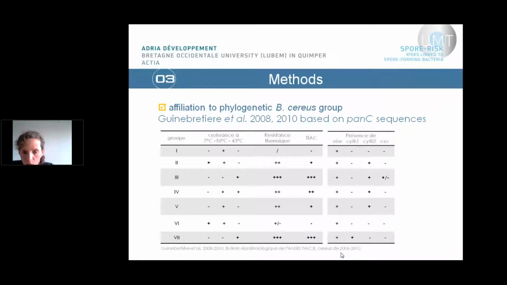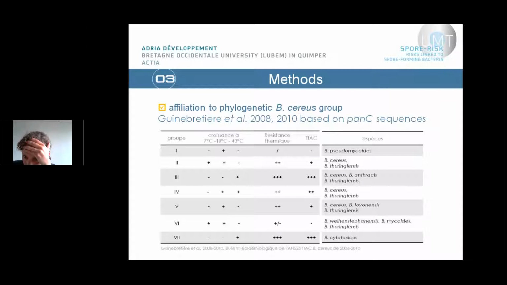One point which is interesting to note is that emetic strains belong to group 3. Not all strains belonging to group 3 are emetic, but emetic strains are only encountered in group 3. And Cytotoxicus strain, a highly virulent strain, is also distinguished via the presence of this particular gene biomarker.